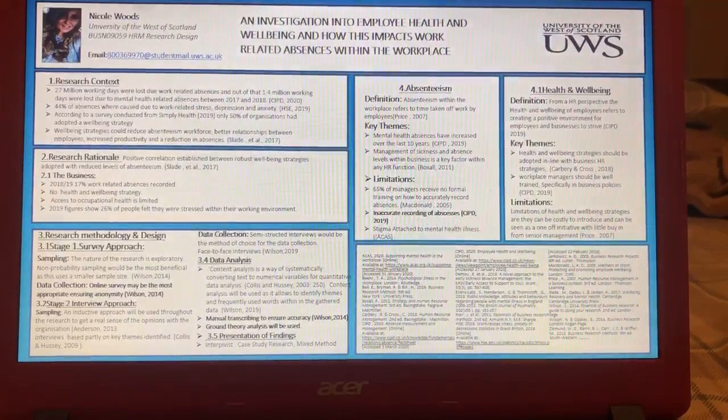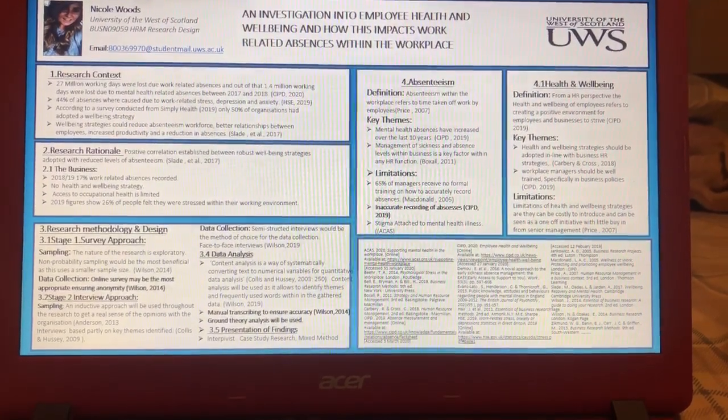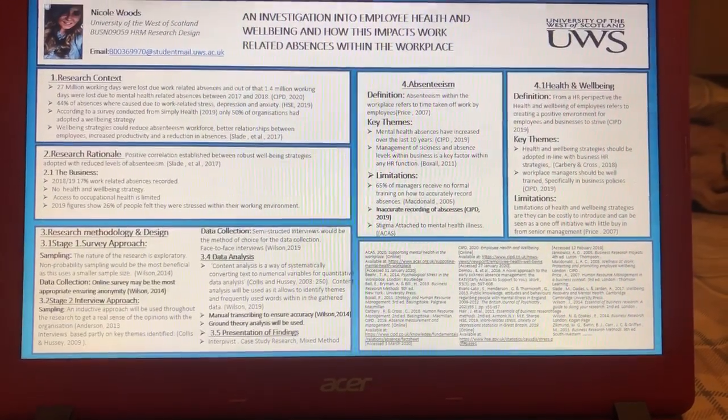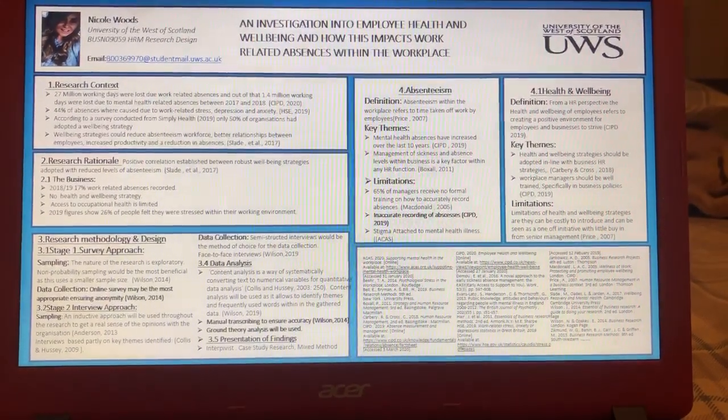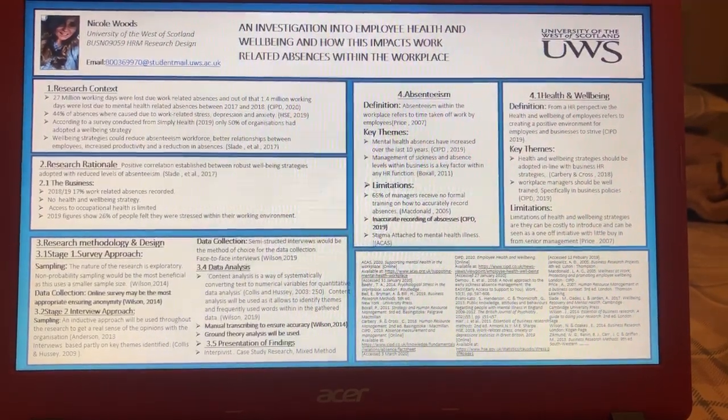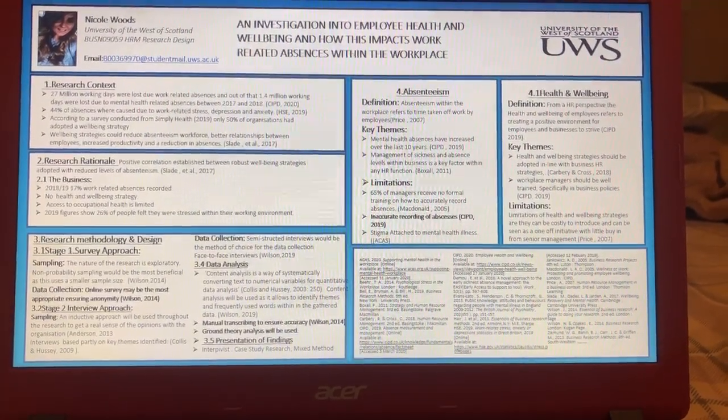Limitations could be that it could be time consuming, and also I'd have to make sure that my skill set was up to scratch in order to conduct an interview, to make sure that I knew what questions I was going to ask and how I was going to go about it too.